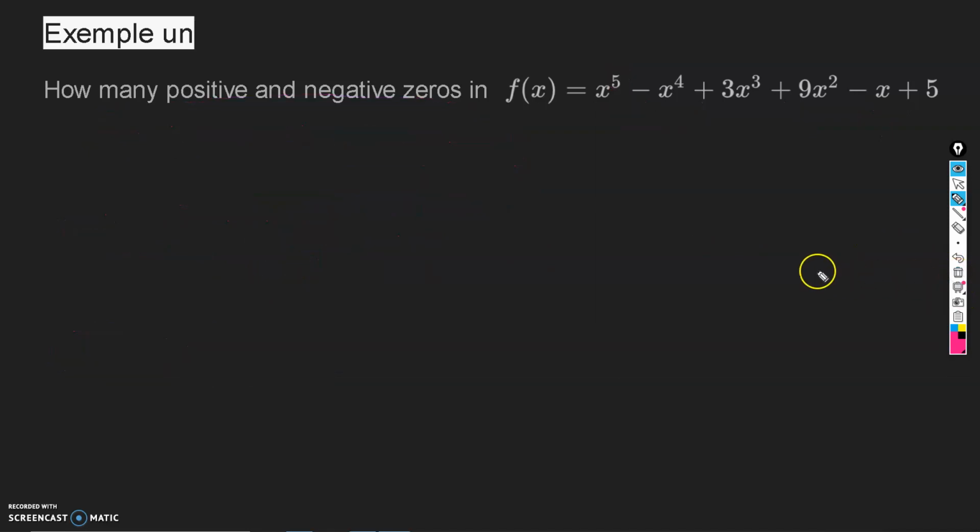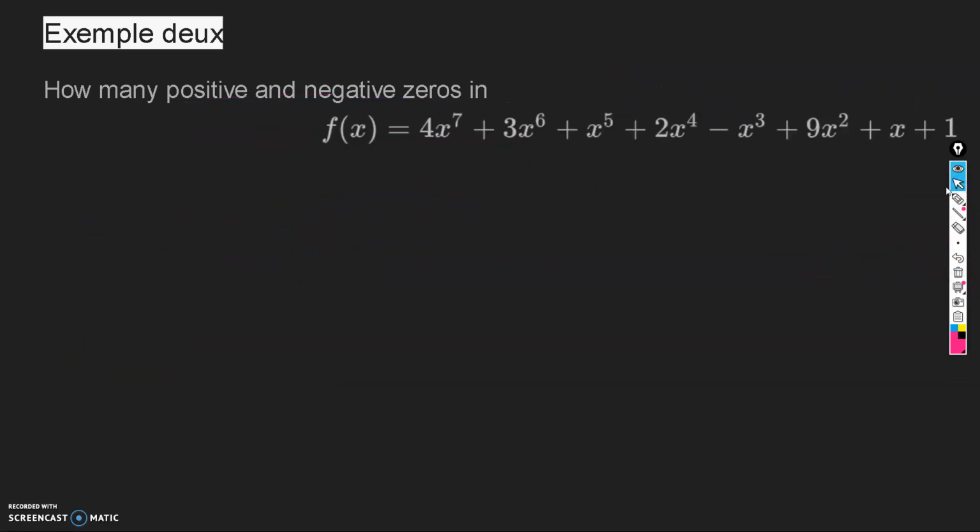Okay, let's see another example. We will call this example 2, which is French for 2. So how many positive and negative zeros here? Well, again, according to Descartes, this is the positive version. So nope, not a change, not a change, not a change. Oh, here's a change. Here's a change. Nope, nope. Okay, so there's 2 sign changes. So there could be 2 or 0. We just keep subtracting by 2. So there could be 2 or 0 positive zeros. Now let's do the negative version.